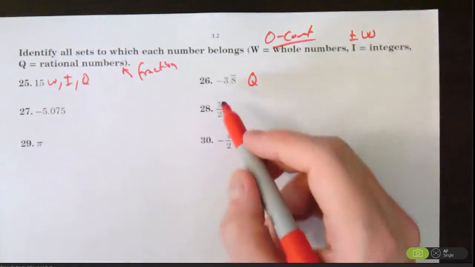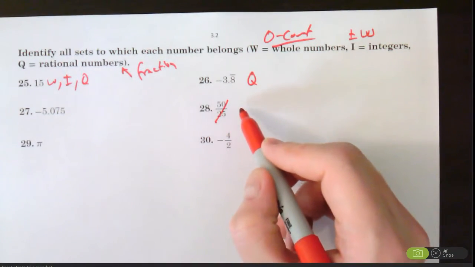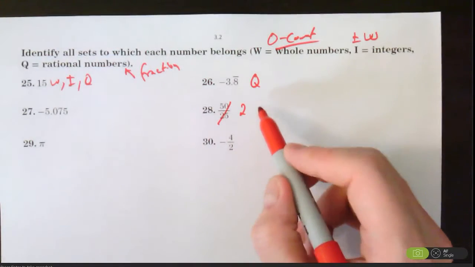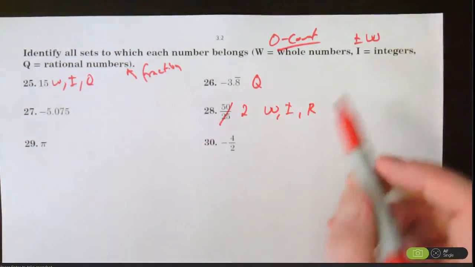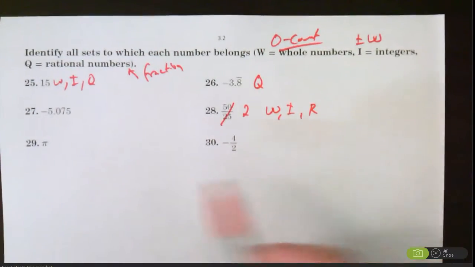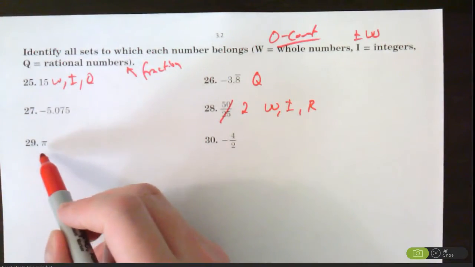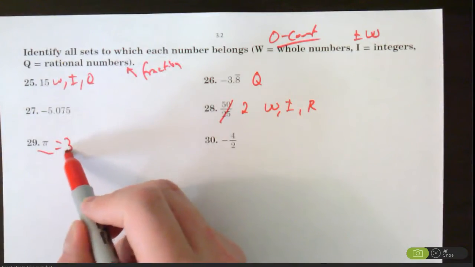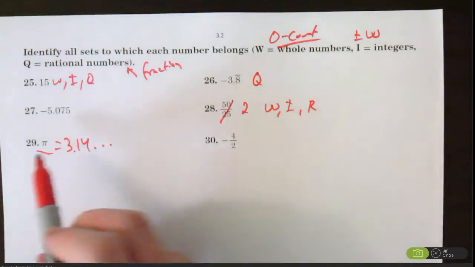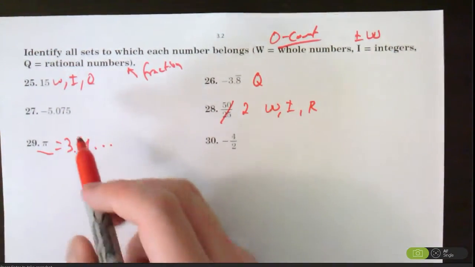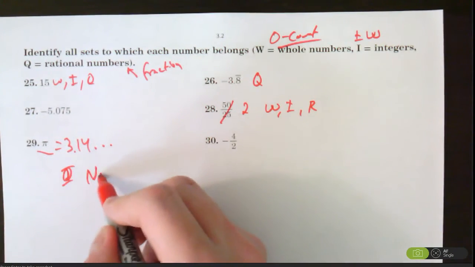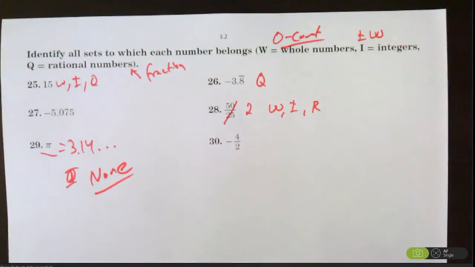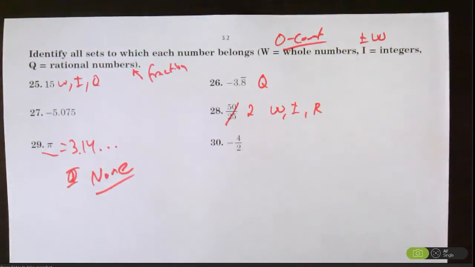They try to trick you at something like 28 when they give you 50 over 25, because that is actually 2. So that's a whole number, it's an integer, and it's also rational. And then the trickiest of all is 29, because it's pi, which is 3.14 and some change. It never repeats though, and it never becomes a fraction, so it is irrational. So it's none. Okay, and that's section 3.2.